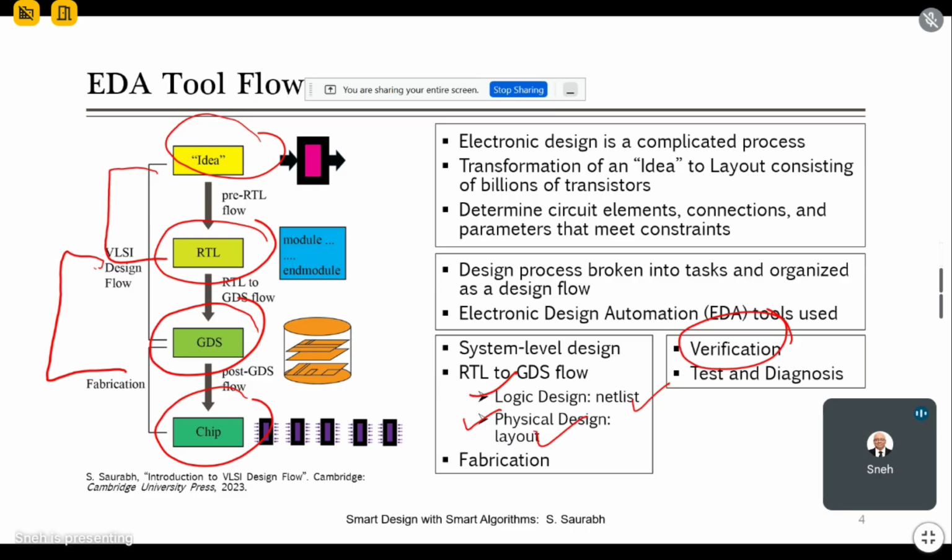If there are defects, then we do not allow that chip to go to the end user and discard them, right? So the testing process is also very important, right?